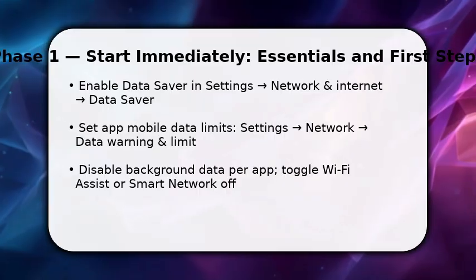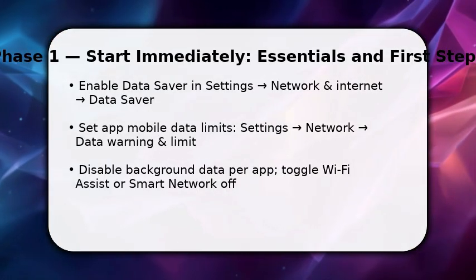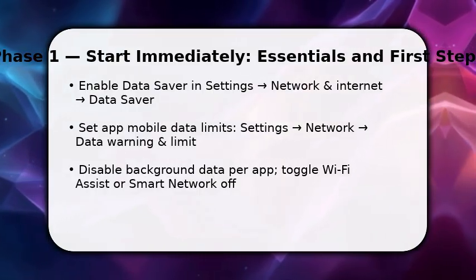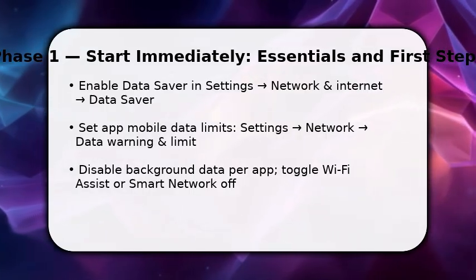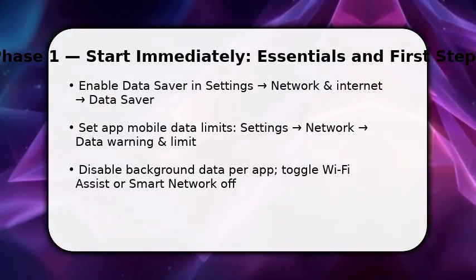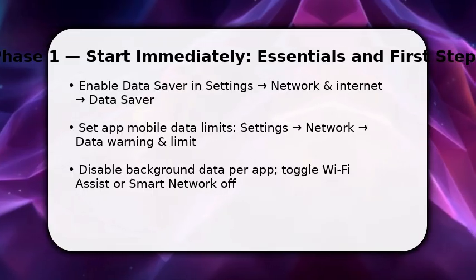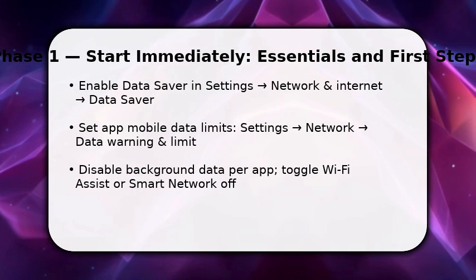Start now by turning on Data Saver. This immediately limits background transfers and gives you control. Next, set a monthly data warning and hard limit so you never overshoot. Then go into Apps, select the biggest users, and disable background data. This stops unseen syncs. You're doing these steps first because they reduce most wasteful traffic quickly. Once done, you'll have a safer baseline and can move to precise app settings and Wi-Fi tweaks.